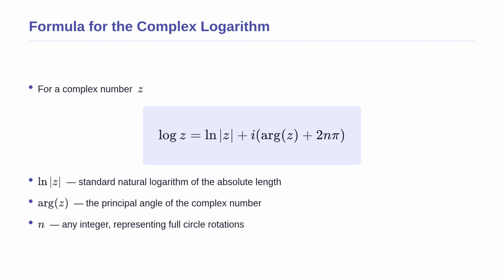To capture these infinitely many answers, we need a new formula. The complex logarithm of a number z asks what complex power we need to raise e to in order to get z. To calculate it, we take the standard natural logarithm of the number's physical length, which gives us the real part. Then we add the angle of the number multiplied by the imaginary unit i. The variable n represents any integer, meaning we can add or subtract full 360-degree spins without changing the physical direction. This addition of the 2n pi term explicitly shows that this is a multi-valued function.